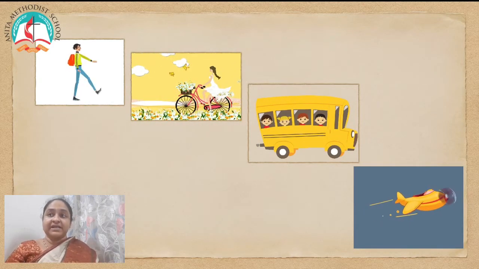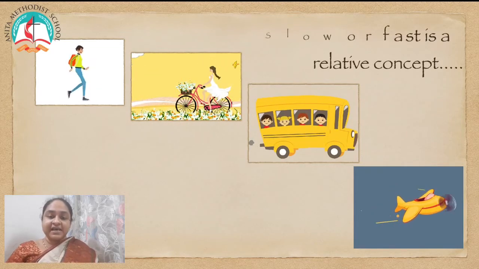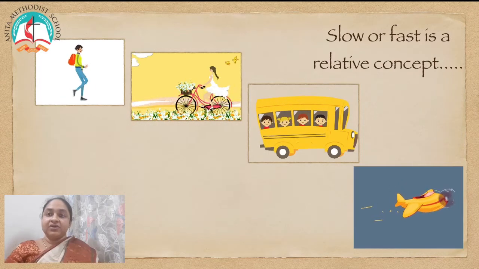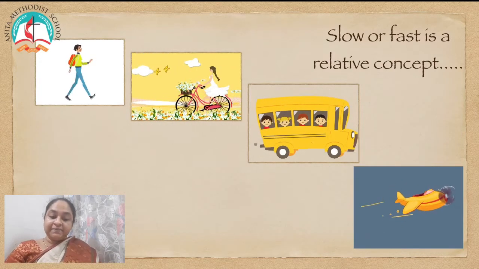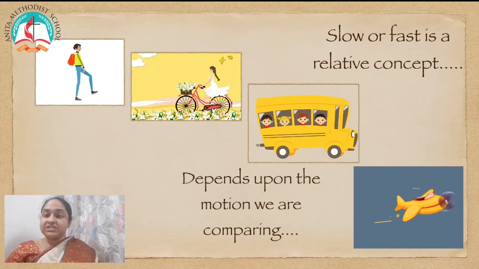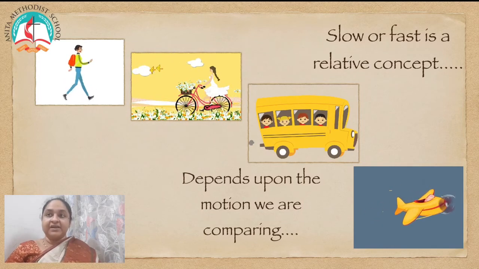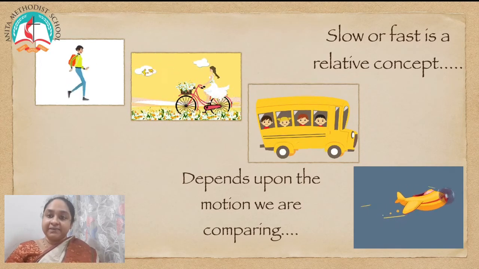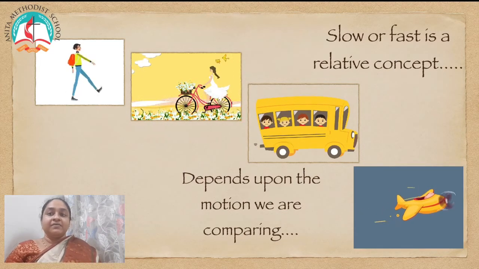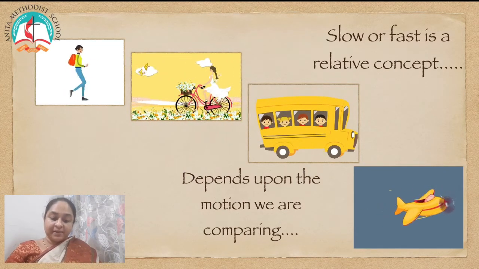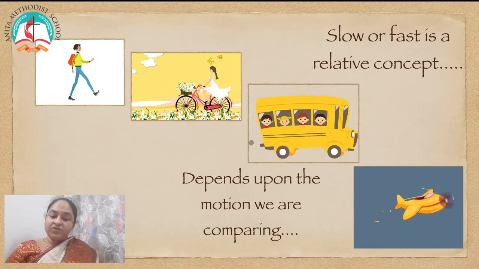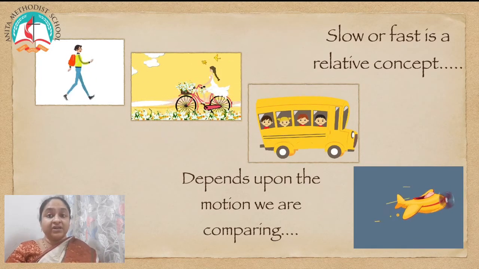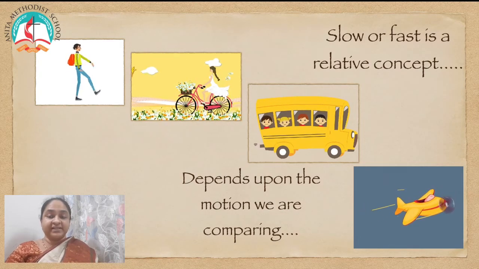So we learn that slow or fast is a relative concept. Then we also see that it depends upon the motions we are comparing. Slow or fast is a relative concept, and it depends on the motion we are comparing. So then how do we say a body moves at a particular speed? How do we say that?